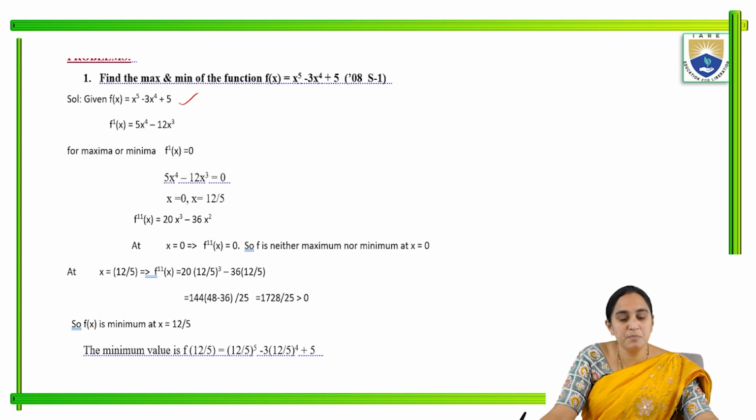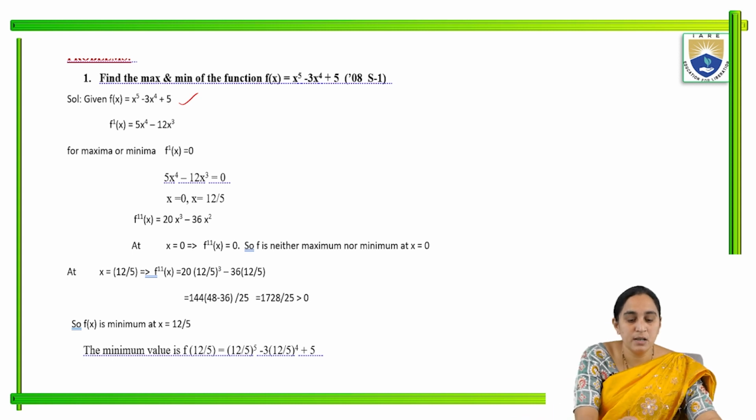For maxima or minima, we have to equate f'(x) equal to 0. For that, we get two values of x. That is, one is x = 0 and another one is x = 12/5. Okay, these are the two points of x. After finding f'(x), we can take the second derivative, that is f''(x). The first derivative is 5x^4 − 12x^3. For that, we differentiate, that is 20x^3 − 36x^2.